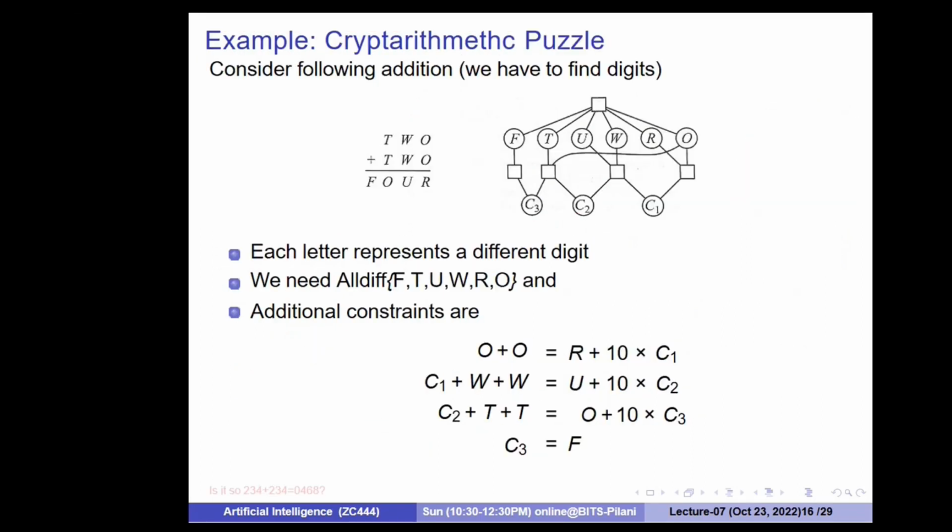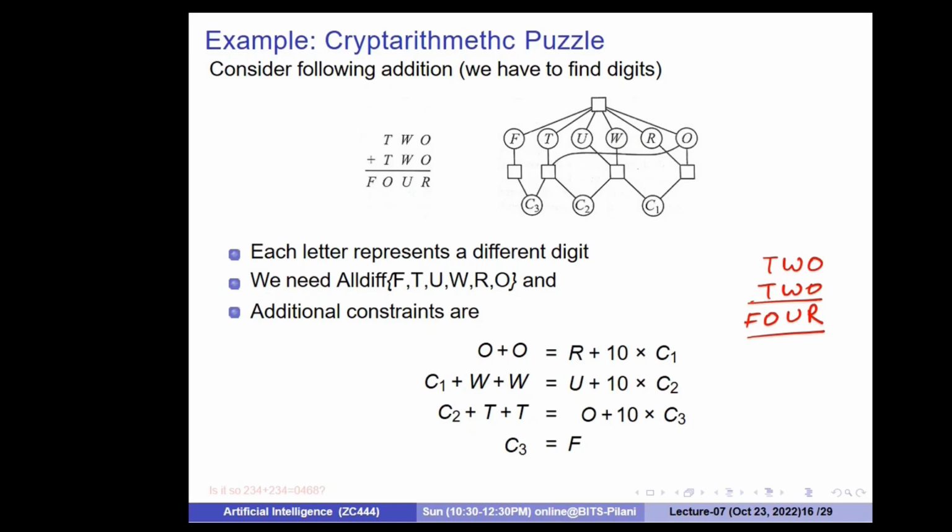Now let us see one more problem. And this is a crypto arithmetic puzzle where the question is this: TWO plus TWO is equal to how much? FOUR. Let's assume that this is the crypto arithmetic question.